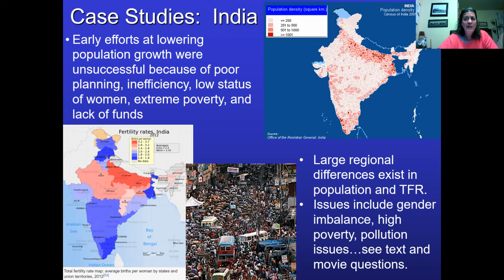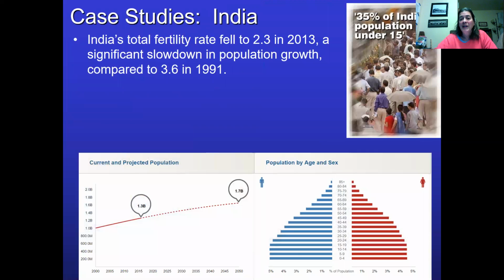And we're going to be learning a little bit more about India. That says see text, and I took the case study out, but we'll be seeing more information about India in a movie we'll be seeing in class, and I think in one of the articles we're reading. So a little bit more about India.